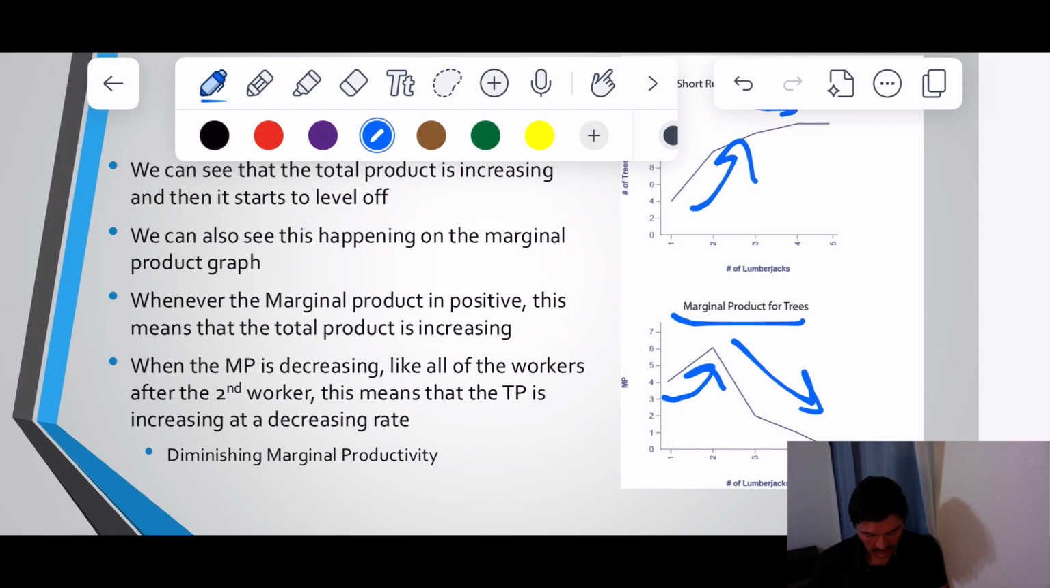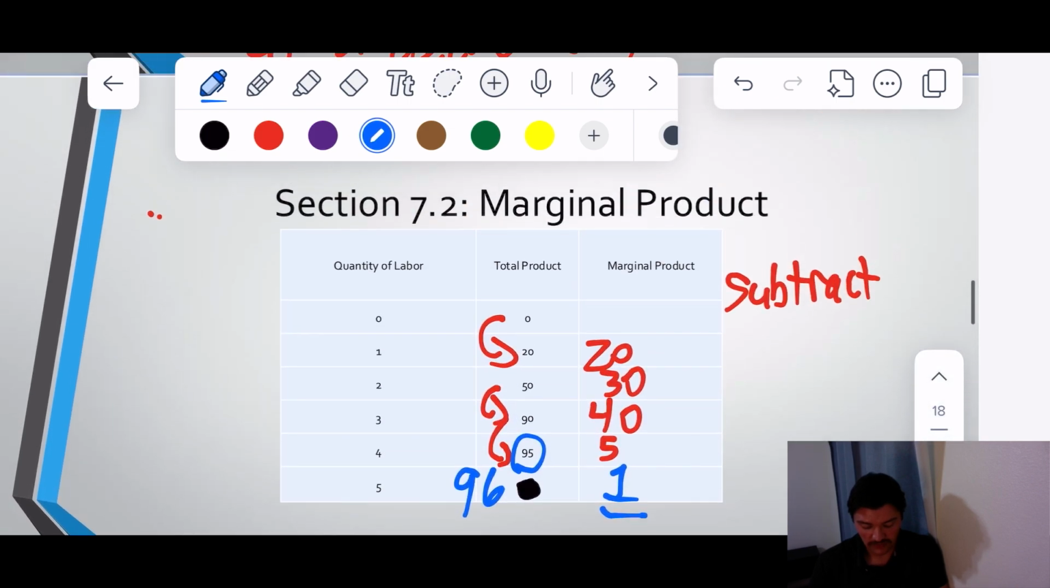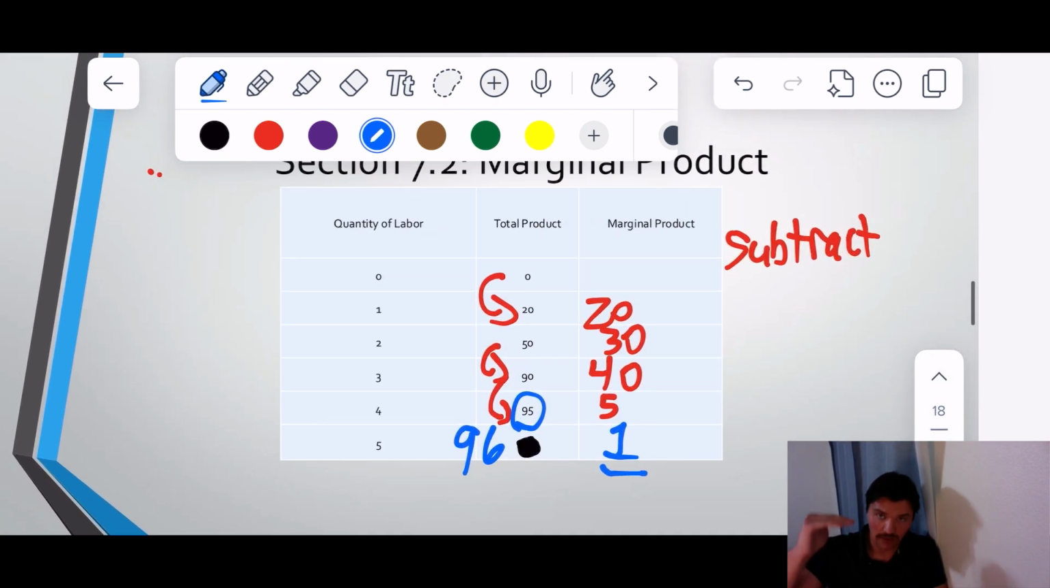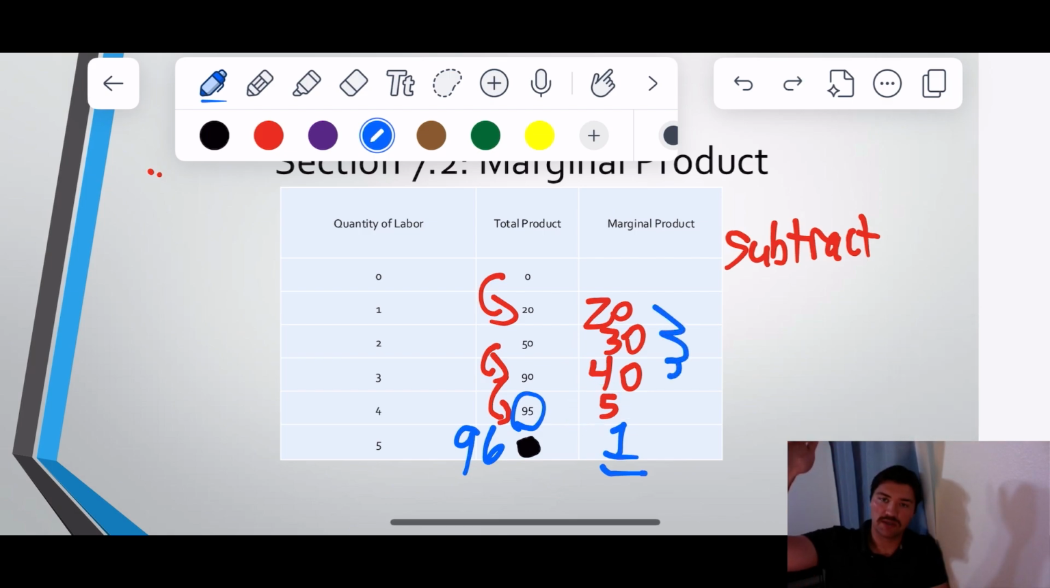Okay. When the marginal product starts to decrease, like after the second worker, this is when the law of diminishing marginal product starts. Okay. So the way I like to think about it, when does the diminishing marginal productivity start? It starts whenever it goes boom, boom, down, right? So we went 4, 6, 2, right? So whenever you start to go down in terms of the marginal product, that's where it starts. For example, on this one here, we go 20, 30, 40, 5. So whenever we see that decrease there, that's where the diminishing starts.